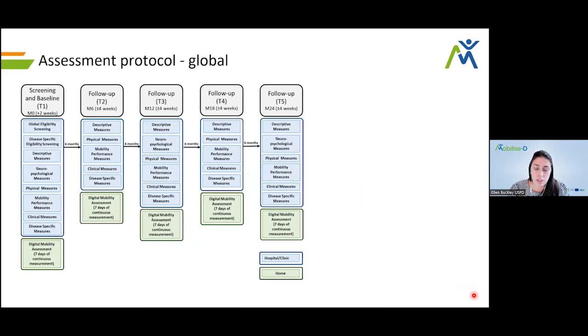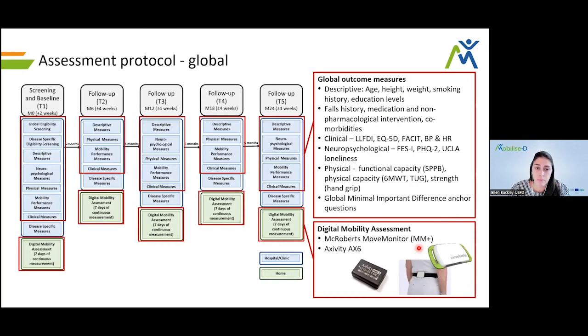So then once patients are deemed to be eligible, this is the overall protocol that you'll have seen perhaps if you've attended a few of the other webinars. You'll see they've got 5 visits over the 2 years, being followed up every 6 months. We've got some global measurements, and then we have some more disease-specific outcome measures, which is what I'll focus on mostly today. But just to give the context of what everybody will go through, some of these measures are completed annually, others are every 6 months.